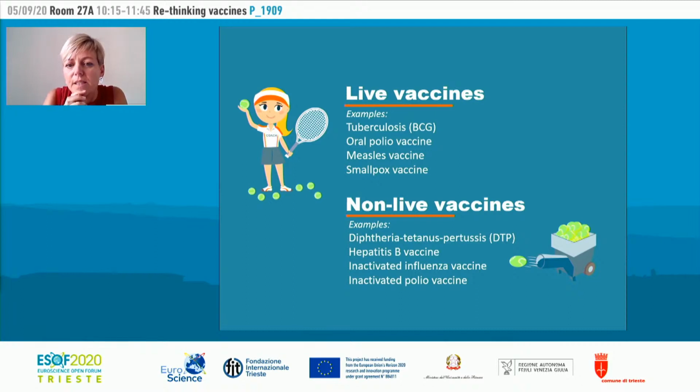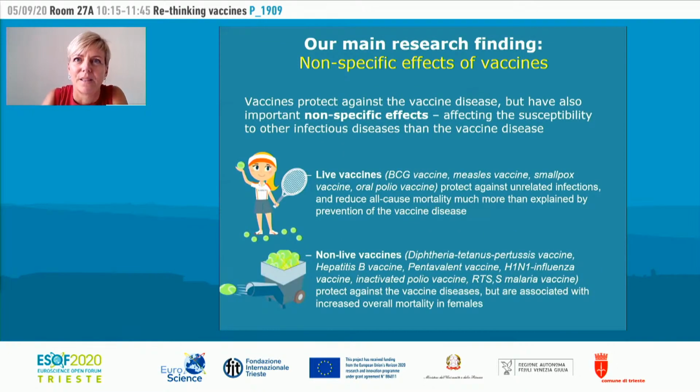Both types of vaccines can create specific immunity. You need a little more doses of the non-live vaccines, but in the end, you will get the specific immunity against the vaccine disease. But it turns out that they have very different non-specific effects. Here's what we found out. We observed that all the live vaccines reduced overall mortality much more than anticipated. As if training with the tennis coach teaches you some tricks that prepares you very well for many different types of opponents.